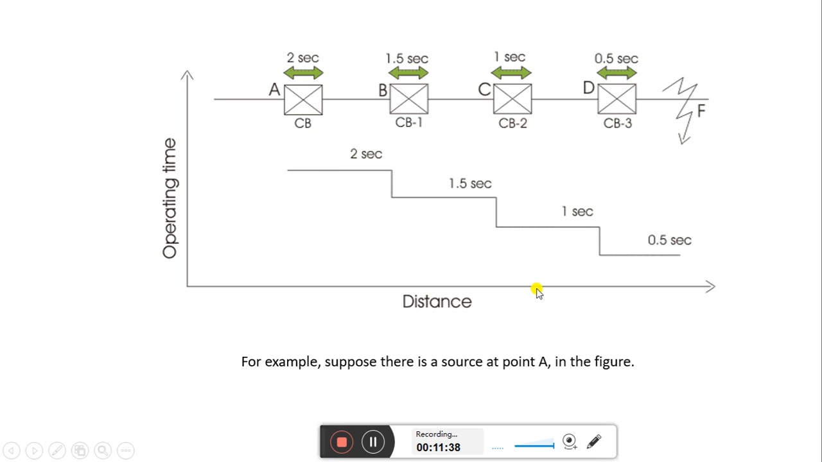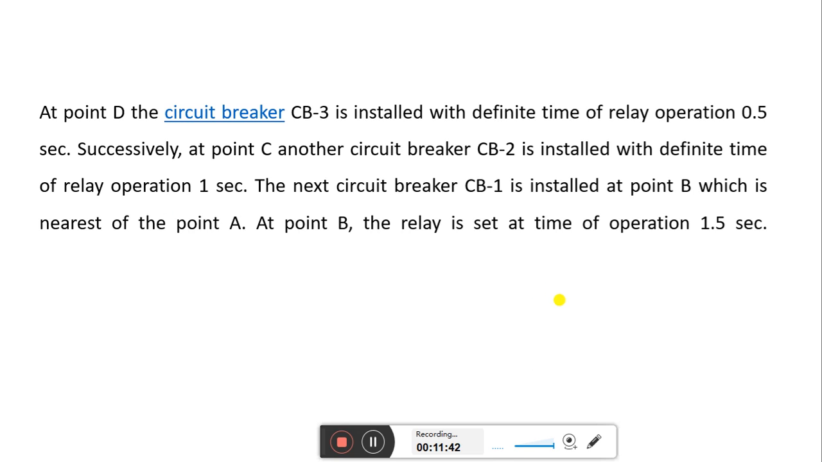Now let us define how this system will operate. At point D, circuit breaker CB3 is installed with a definite time of relay operation of 0.5 second. Successively at point C, another circuit breaker CB2 is installed with a definite time relay operation of 1 second. Next, circuit breaker CB1 is installed at point B, which is nearest to point A. At point B, the relay is set at a time of operation of 1.5 seconds. This is the same thing I described in the previous slide. Now let us see the next case.